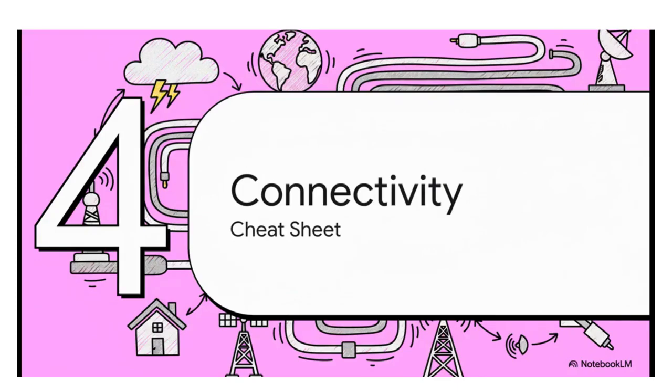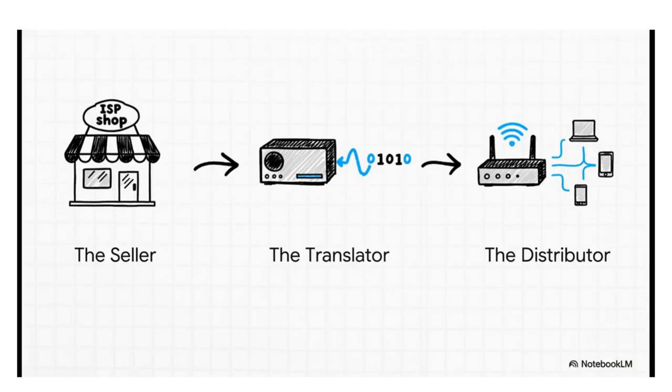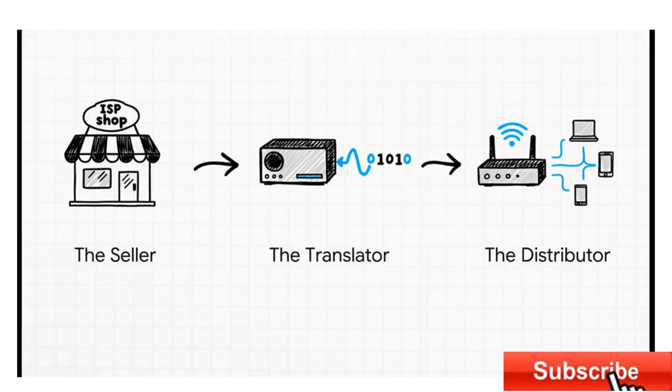All right, so we've covered the whole journey, from the company all the way to your screen. Let's do a quick recap, a little cheat sheet, so that these main ideas get locked in your brain. So this is the main takeaway. Getting internet at home is basically about 3 key players. First, your ISP. That's the seller. Second, the modem. That's the translator. And third, the router. That's the distributor. Just remember these 3 words: seller, translator, and distributor. If you remember that, you've understood the whole thing.